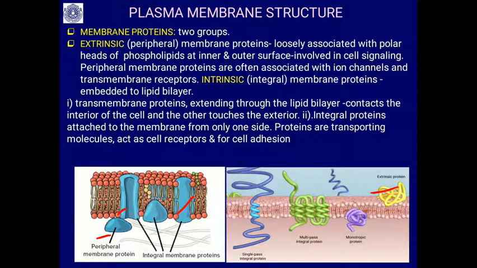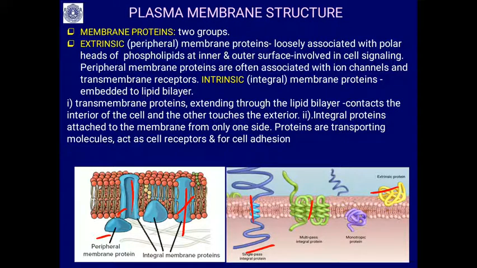They are loosely associated with the polar heads of the phospholipids at the inner and outer surface, and are involved in cell signaling. Peripheral membrane proteins are often associated with ion channels and transmembrane receptors. And there is also another class of protein, intrinsic or integral membrane protein. You will find these are integral proteins. These integral proteins are transmembrane proteins. They span the membrane and they connect the outside environment with the inside.